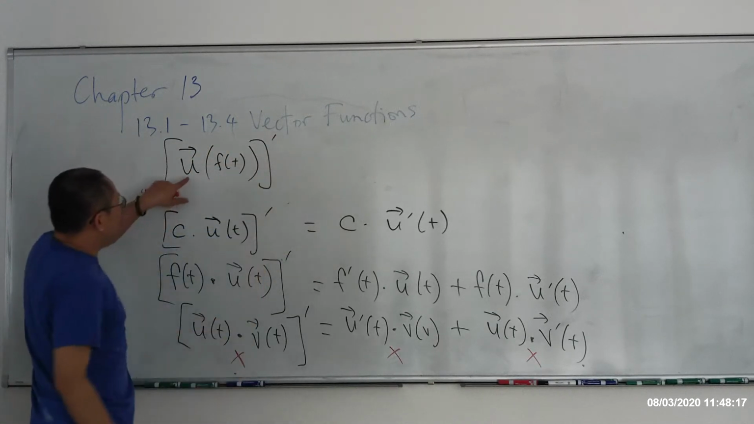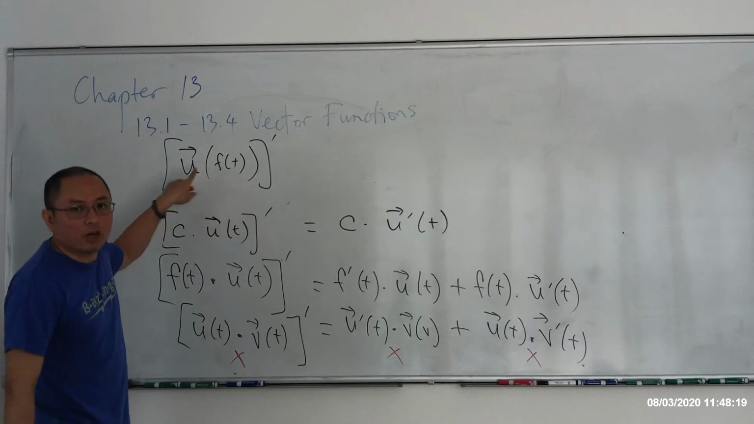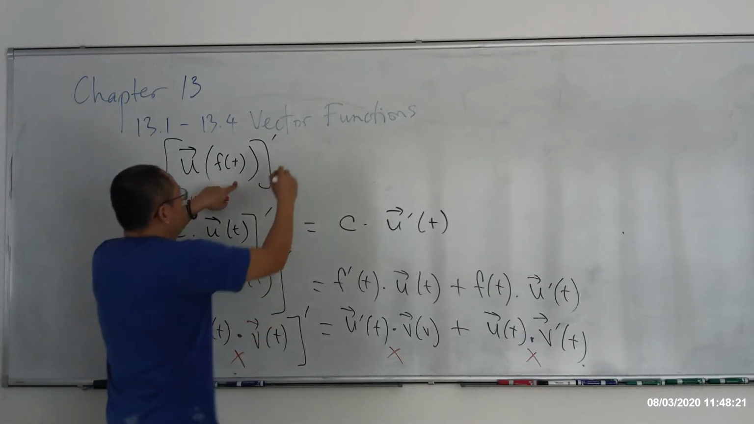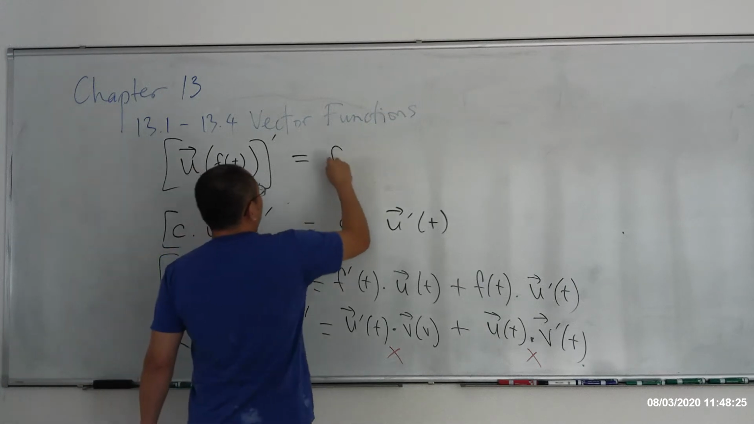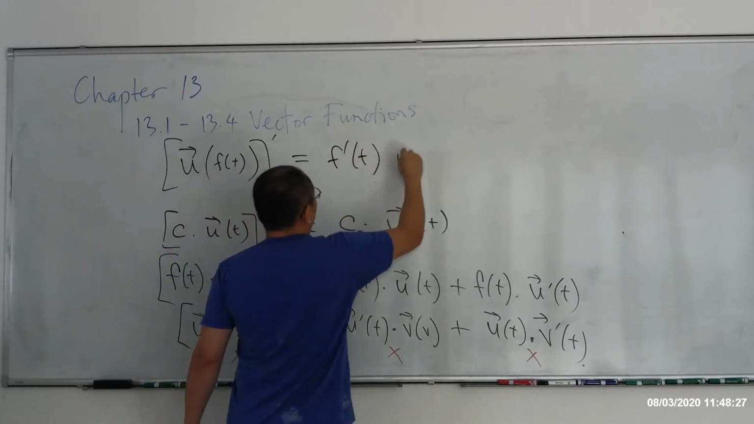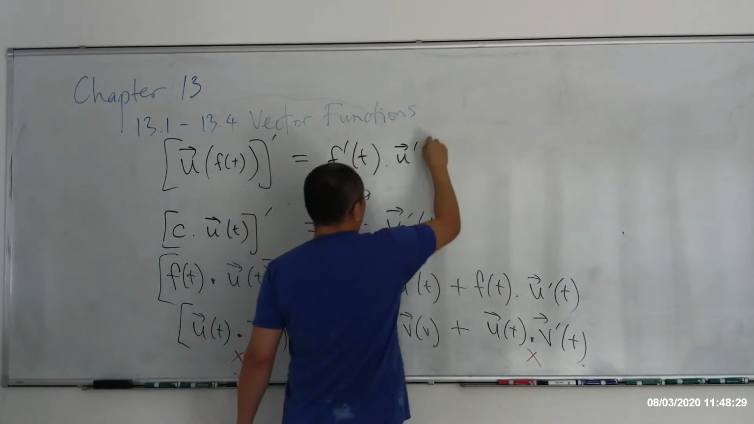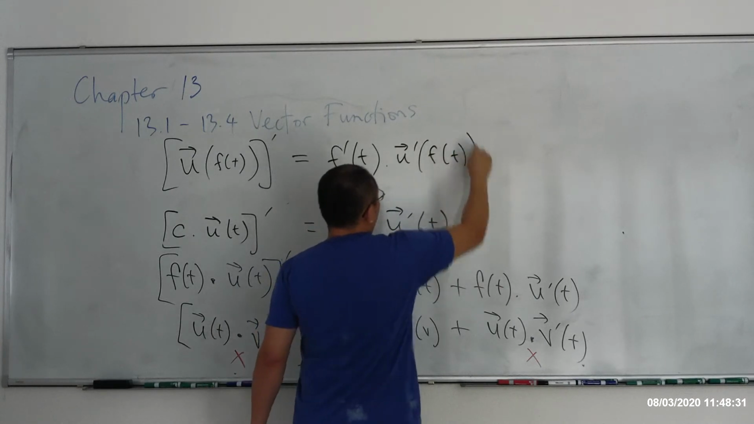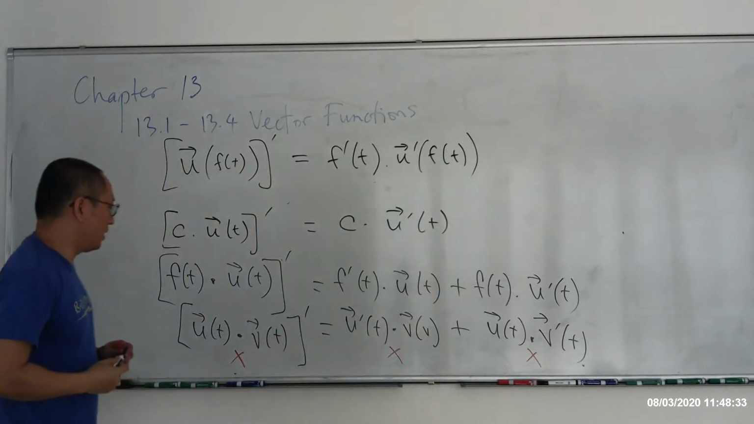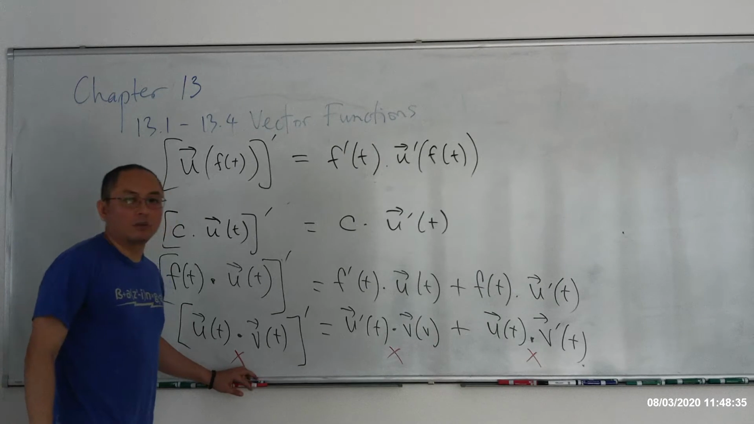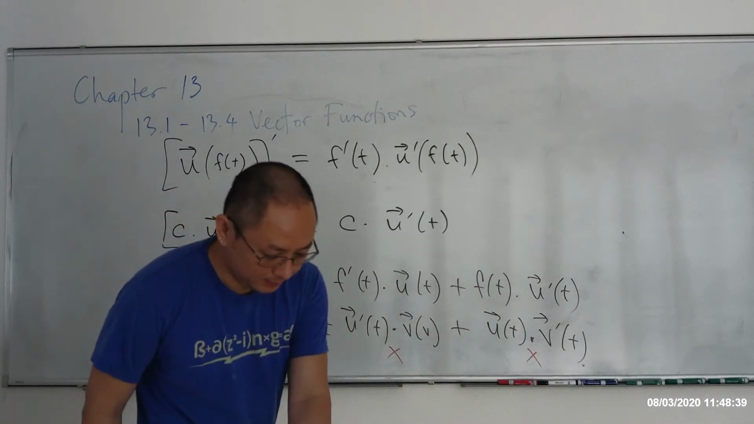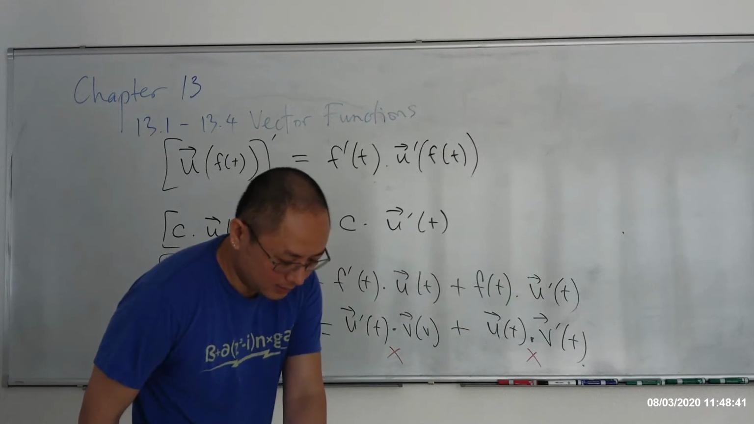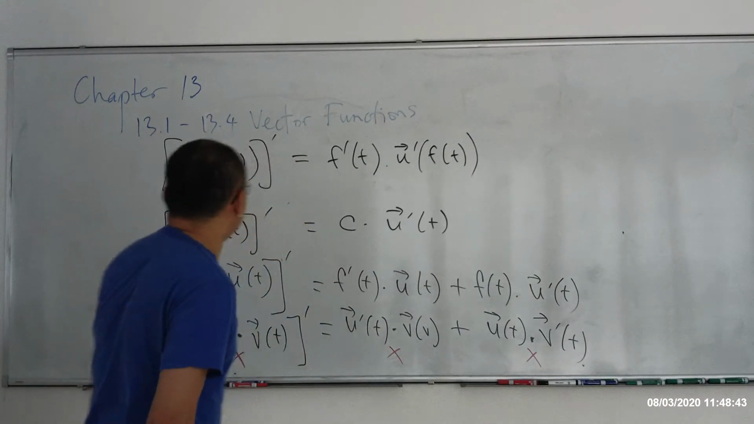You see that the variable for u is not t anymore. The variable for u is f of t, right? And of course, it's going to apply the same rule for the chain rules that we learned before. This is f prime of t times u prime vector of f of t. Just simply carry all the properties that we learned over from Calc 1. Okay. And we talked about integrals already, and it's the same thing.